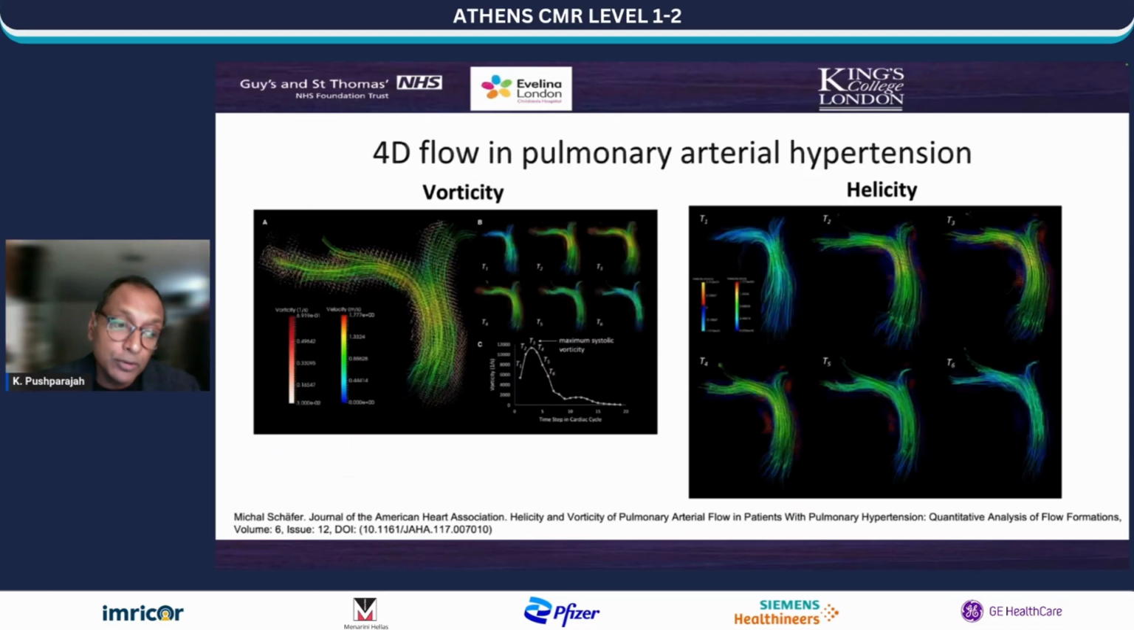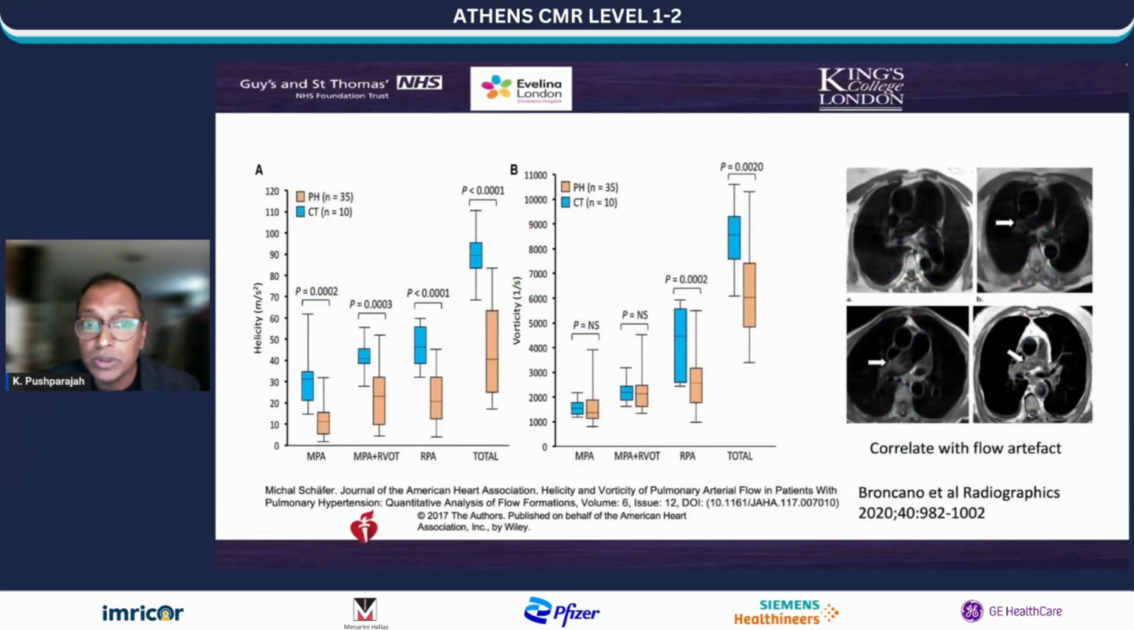In terms of flow dynamics, you can actually look at 4D flow parameters for those of you who have those sequences on your scanner. And you can look at vorticity and helicity, which gives you a marker of disruption in the blood flow. This slide looks a little bit fussy, but effectively what you're seeing is that comparing patients with pulmonary hypertension to controls in blue, there is definitely a difference in the indices of helicity and vorticity in the patients with pulmonary hypertension.